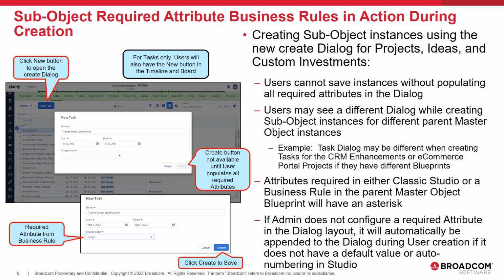Now the new sub-object dialog will show the create button gray until all required attributes have been populated, at which time, as you can see from the bottom screenshot, the create button will turn blue, and they can actually create the instance and save it right there. And the charge code was actually defined from our always true business rule for the task.